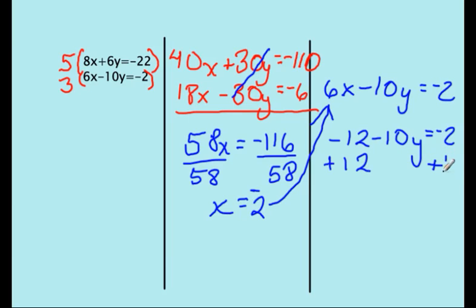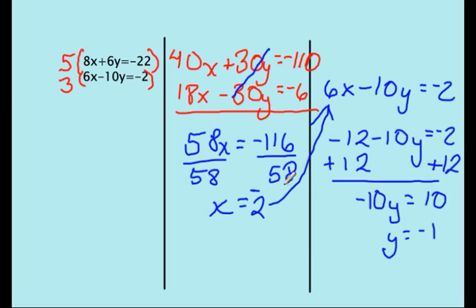Got to isolate that y. Now we have negative 10y equals 10. So y has to be equal to negative 1. And there's our solution: negative 2, negative 1.